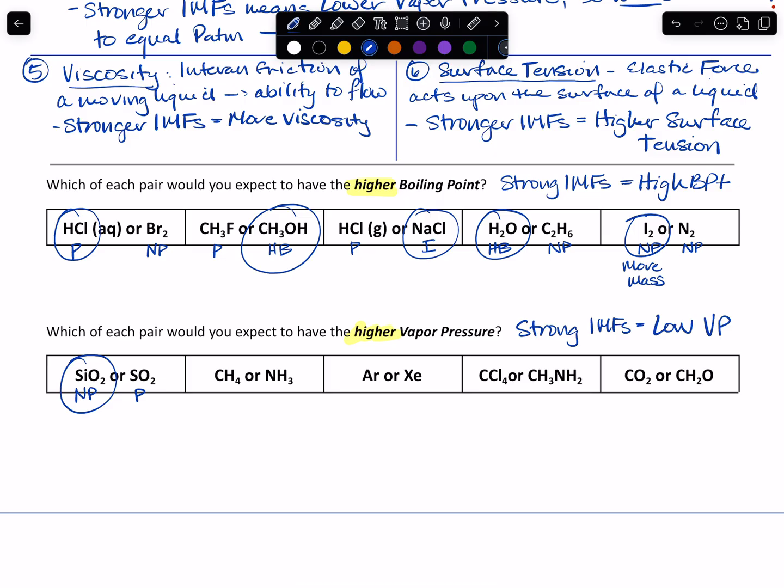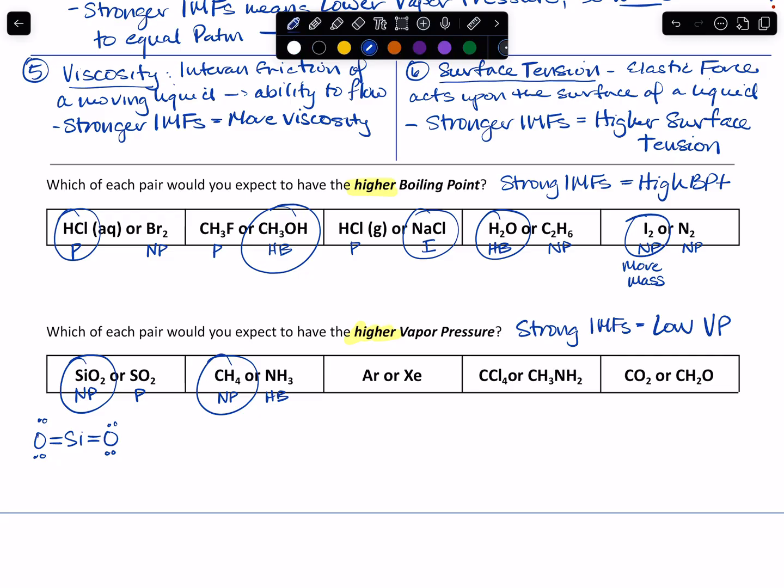And again, you might ask, how did I know that SiO2 was non-polar? Well, I could do the Lewis structure and I could see that it's nonpolar, or I could remember that silicon and carbon are in the same group. CO2 is nonpolar, so SiO2 is also nonpolar. All right, up next, CH4, which is nonpolar, versus NH3 with hydrogen bonding capabilities. So that's going to be CH4 as the weaker and therefore higher vapor pressure.